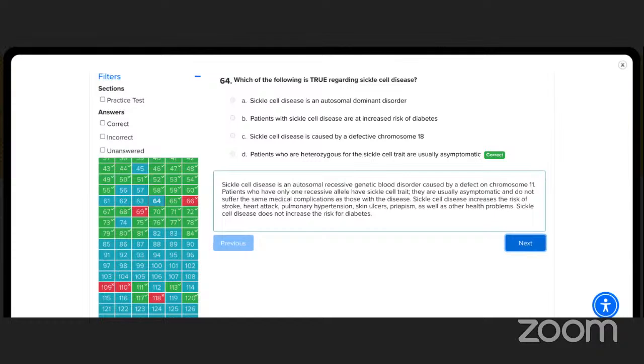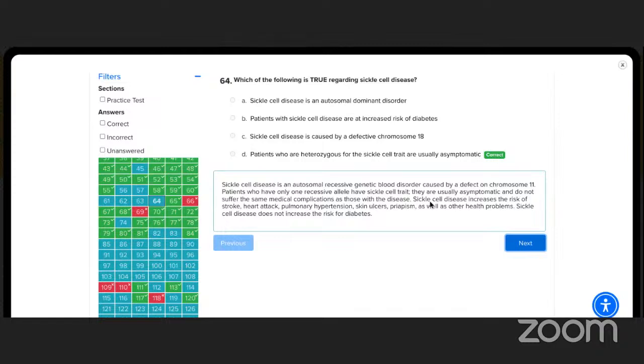64. I guess I didn't answer it. This one was true regarding sickle cell disease. Each patient who is heterozygous for the sickle cell state is usually asymptomatic. Sickle cell disease is an autosomal recessive genetic blood disorder caused by a defect in chromosome 11. Patients who have only one recessive allele have sickle cell trait. They are usually asymptomatic and do not suffer the same medical complications as those with the disease.